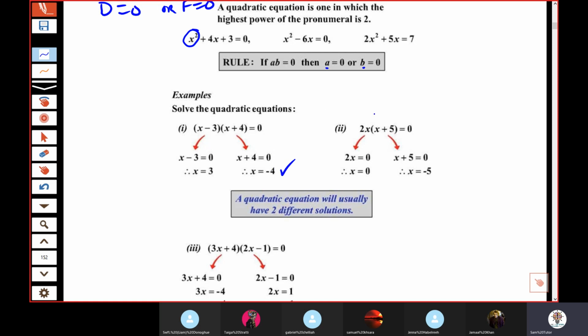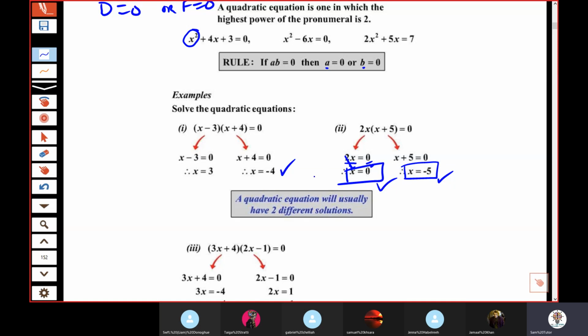Let's go again. 2x bracket x plus 5 equals 0. What does that mean about 2x? And then you solve. Divide by 2, x equals. And x plus 5 equals 0, which means x equals. And you're done. Finished.